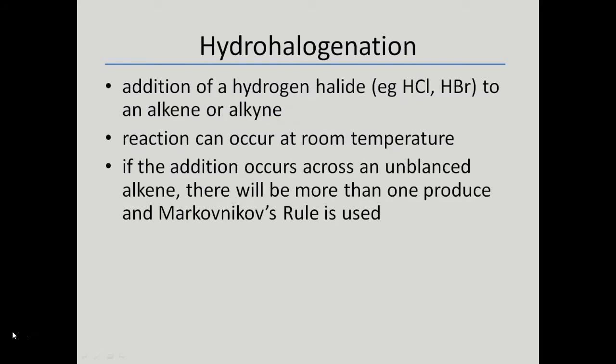Now, when we do our hydrohalogenation, this is where I add my hydrogen halide. One of the things that we have to do is watch out for the alkene or alkyne that we're adding it to, in that if the two carbons involved are not the same, then I can get more than one product. What we mean by not the same is if they have different numbers of hydrogens bonded to them.